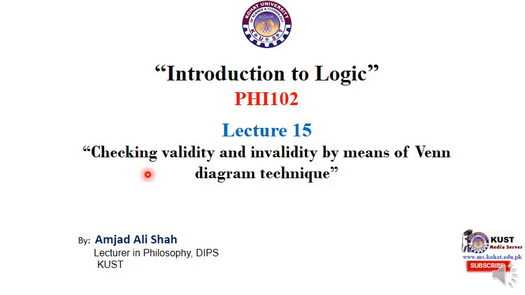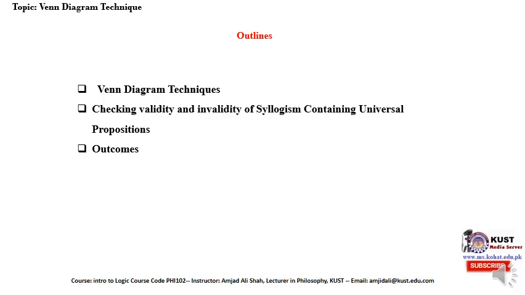Today we will discuss the diagrammatic technique, the Venn diagram technique, in order to check the validity and invalidity of the categorical syllogism. It is a kind of technique. We have already discussed it in the previous lecture. We showed the diagrammatic representation of the individual four categorical propositions, that is A, E, I, O. Now today we will check the validity of the syllogism.